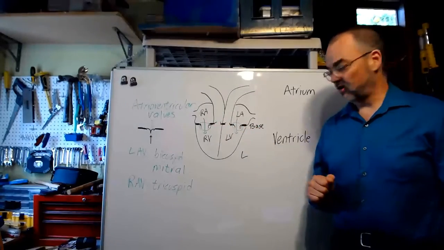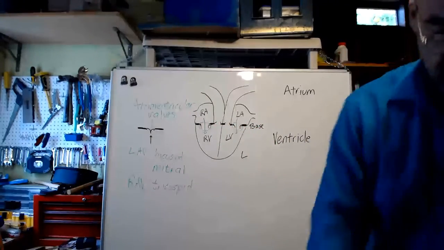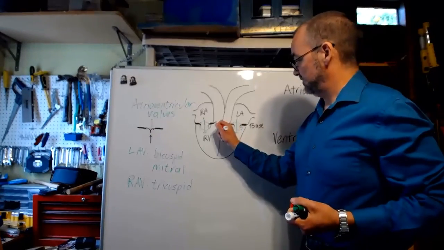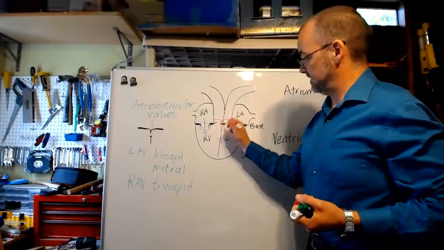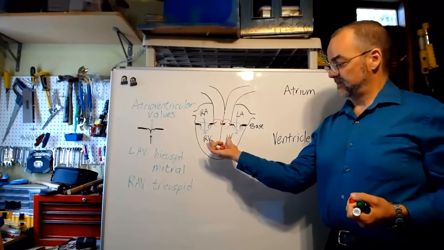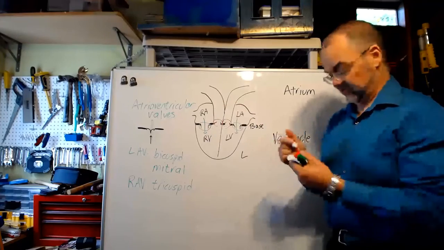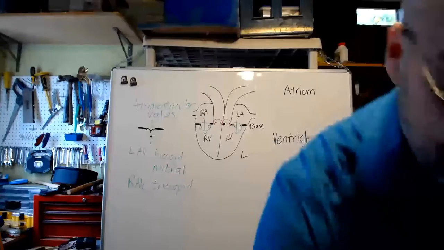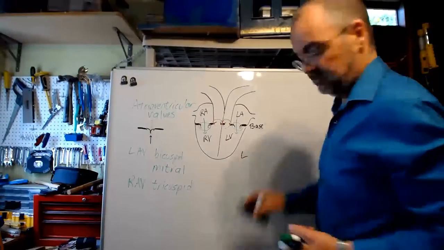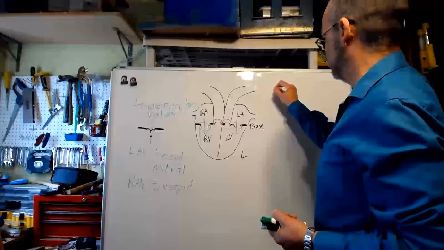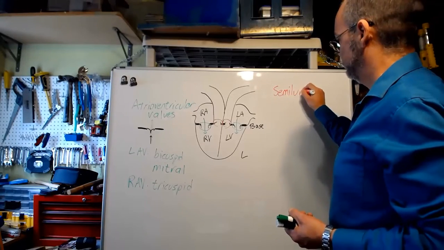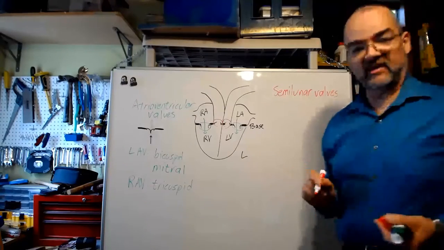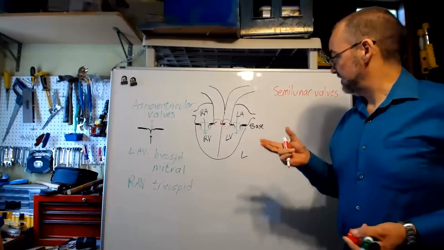So this base of the heart also contains two other sets of valves. Let's do these in red. So here and here. These are the valves that separate the ventricles from the arteries. We call these the semilunar valves, because of the way that their flaps are shaped.